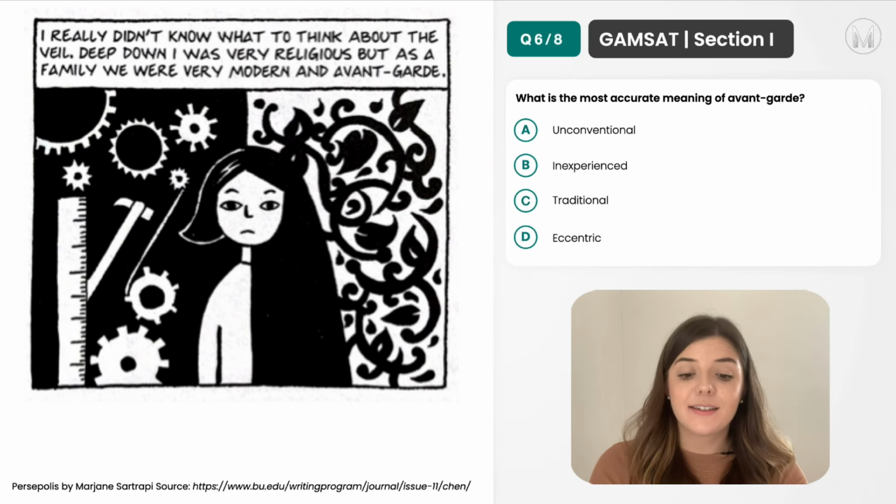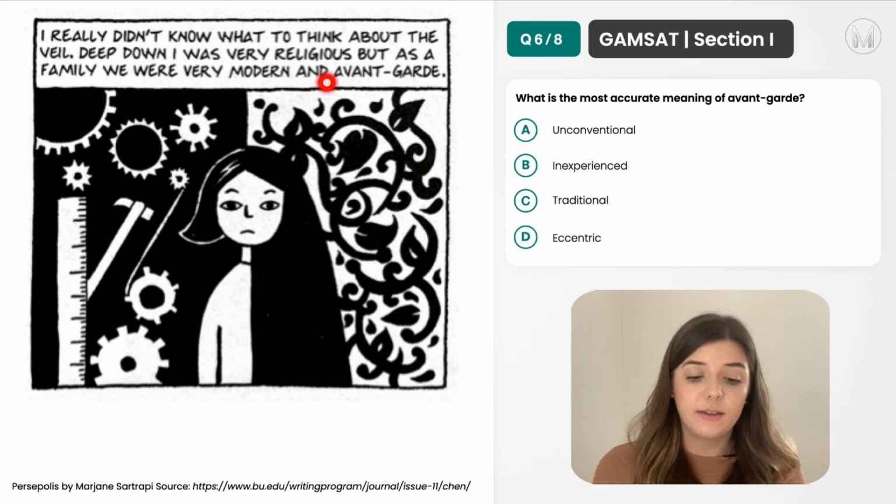Question 6 asks, what is the most accurate meaning of avant-garde? That is these words just here in the text on the cartoon. You might already know what this word actually means, but if not, we can use the context of the cartoon to help us discover the meaning. If we look at option A, unconventional. This is a very likely answer. She's talking about how she knew she was very religious, but that as a family, they're very modern and avant-garde. So if they're already modern, it's going to be something to do with this as well.